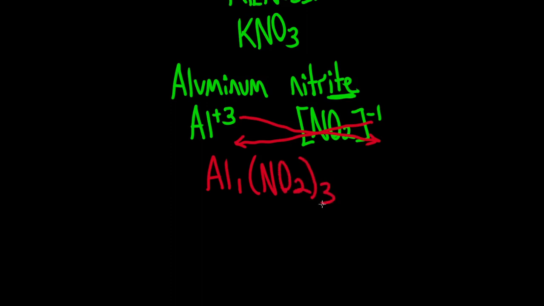And I get Al(NO2)3, with the NO2 in parentheses and a 3 outside, okay? That is aluminum nitrite. Alright, on to another one.